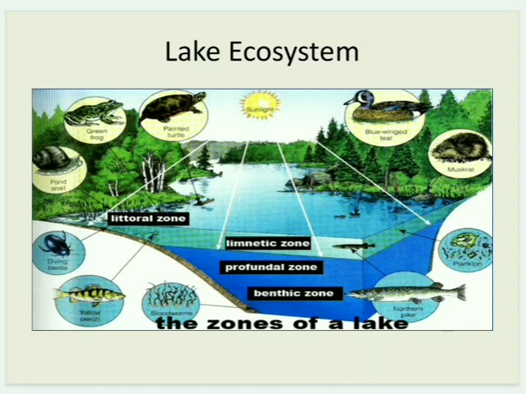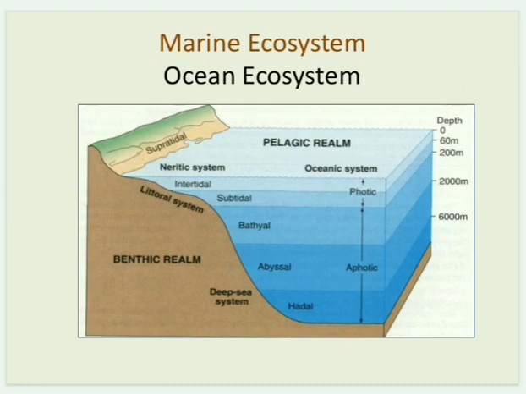So freshwater ecosystem, 3 types you have seen: pond, river and lake ecosystem. Coming to the marine ecosystem, that is salt water. First one is ocean ecosystem. So ocean covers about 70% of Earth's surface. It's a large saline ecosystem. It has a large amount of salts and minerals. It supplies sea products and drugs.